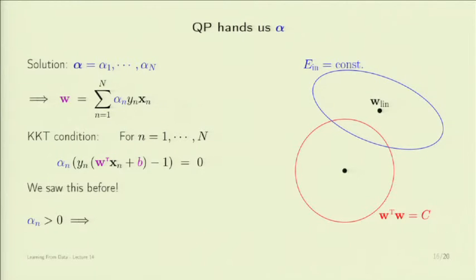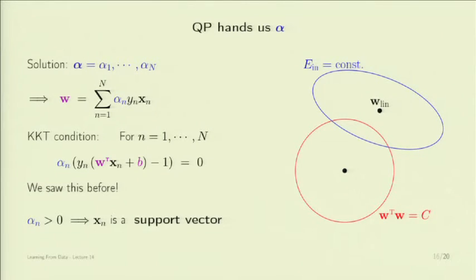Okay, so alpha is largely zeros, interior points. The most important points in the game are the points that actually define the plane and the margin. And these are the ones for which alpha_n is positive. Okay? And these are called support vectors.